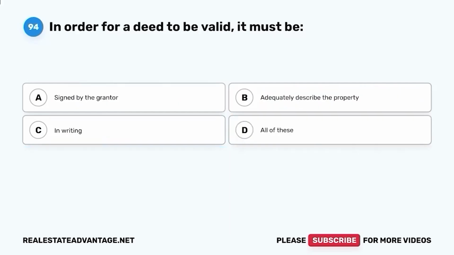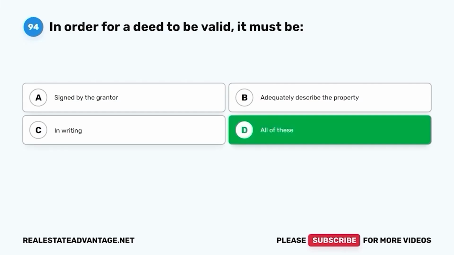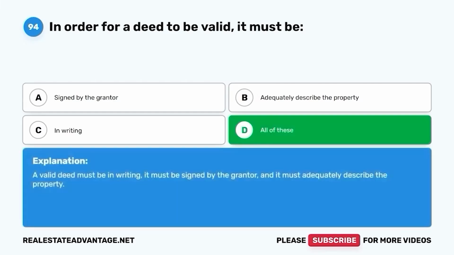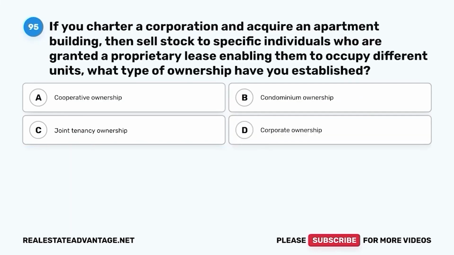Question 94. In order for a deed to be valid, it must be A. Signed by the grantor. B. Adequately describe the property. C. In writing. D. All of these. The correct answer is D. All of these. A valid deed must be in writing, it must be signed by the grantor, and it must adequately describe the property.